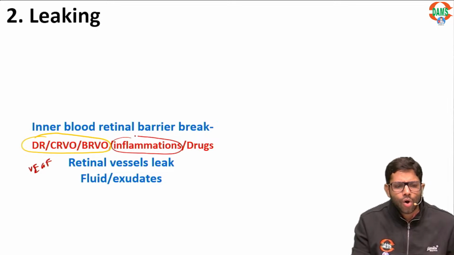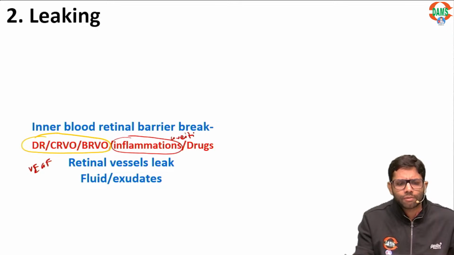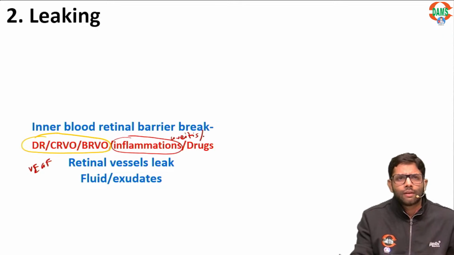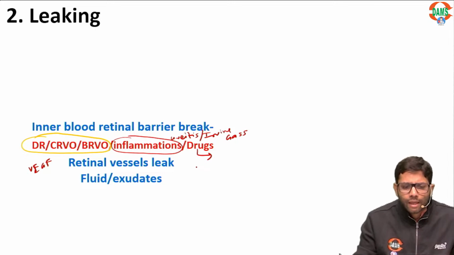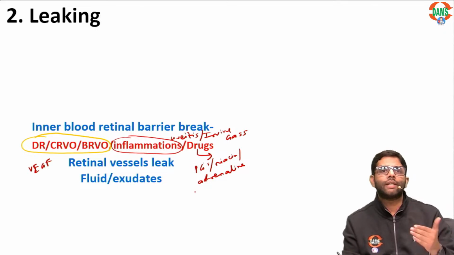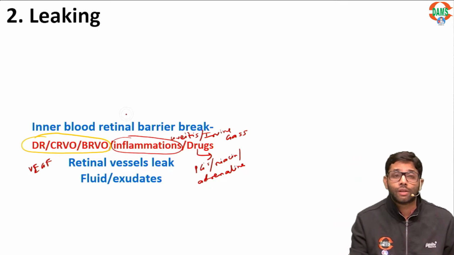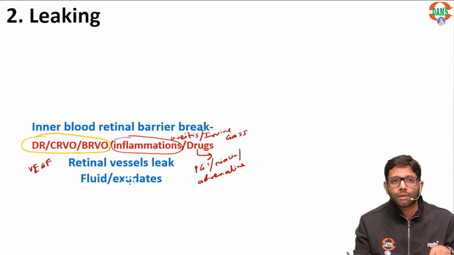Inflammation can break all the barriers in the retina and the eye. So inflammation like uvea inflammation, uveitis. After cataract surgery, there is an inflammation known as Irvine-Gass syndrome. And many drugs can break the inner barrier, like prostaglandins, high doses of niacin, adrenaline. All these can lead to inner barrier break. So if there is an inner barrier break, central vessels will leak, the fluid will come out.